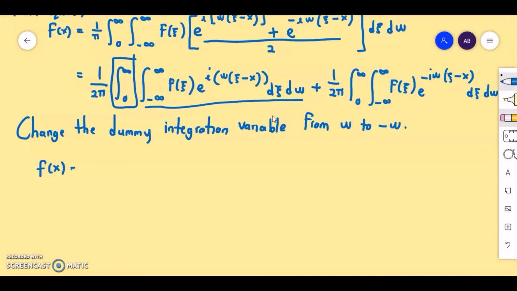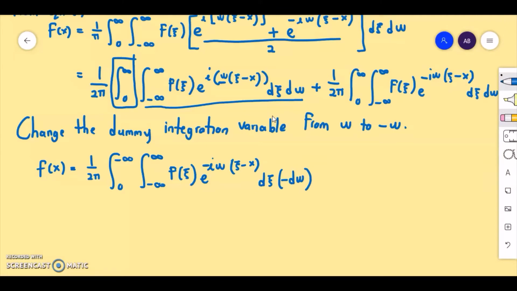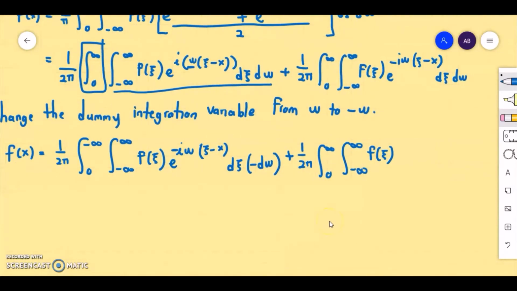Now we will have f(x) equals 1 over 2π, from 0 to negative infinity, because we want to change this ω to negative ω. So we have f(ξ) e^(-iω(ξ − x)) becoming e^(iω(ξ − x)), and dξ, negative dω. That's why this integral goes to negative infinity. The rest will remain the same, from 0 to infinity, because we are not changing the right side of the integral. The purpose of doing this is so we can have the same integral here.